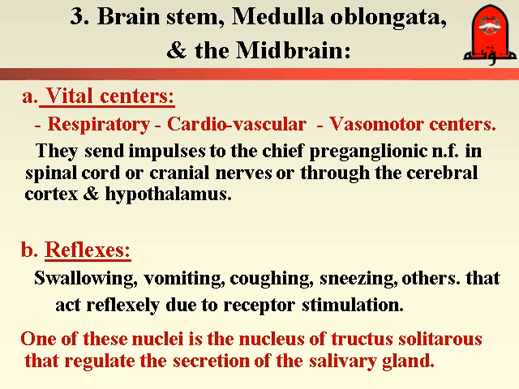We have another group of nuclei which are called reflex centers. Inside this area, we have certain collections of nerve cells acting as reflex centers, like the swallowing center, vomiting center, coughing center, sneezing center, and these are acting reflexly. They are not continuously active like that of the vital center. They act reflexly.